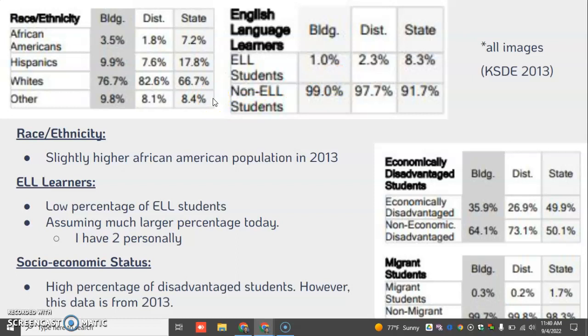Socioeconomic status, I was again not able to find current information on this, but in 2013 we had a very large percentage at about 36%. So I'm assuming that this number has stayed about the same. I would hope that it has not gone much higher.